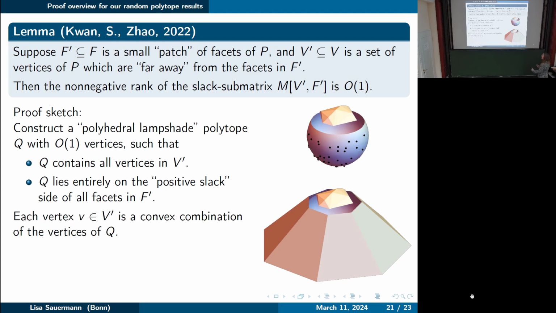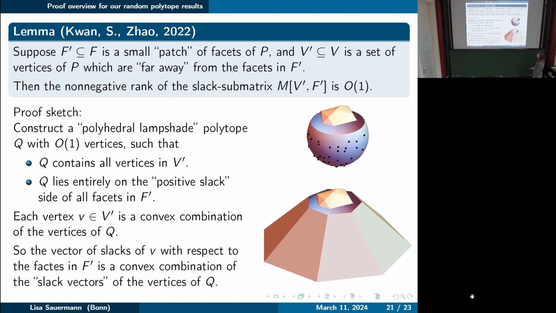So the argument after you have this lampshade polytope is the same as before. Every vertex v in V prime is now a convex combination of the vertices of this lampshade, because the lampshade contains our black dots in V prime. And so the vector of slacks of every vertex v in V prime, every black dot up there, is a convex combination of the slack vectors of the vertices of that lampshade. And these are O of 1 non-negative vectors. And so that tells us that the non-negative rank of this matrix MV prime F prime is O of 1.